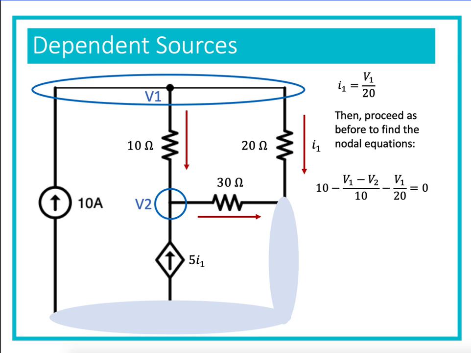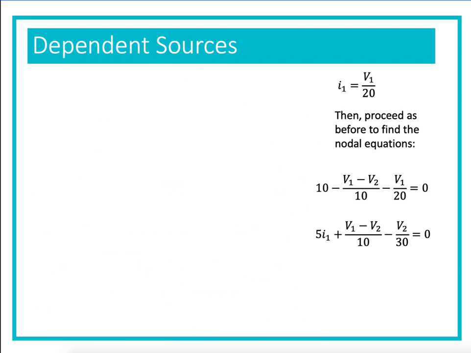And then actually, the V2 node is also relatively straightforward. We have 5I1 coming in. We have (V1 minus V2) over 10 going in, and then we have V2 over 30 going out. So we end up with this second equation, and the second equation has I1 in it. So that's why there's a little bit of a wrinkle when we're dealing with dependent sources.